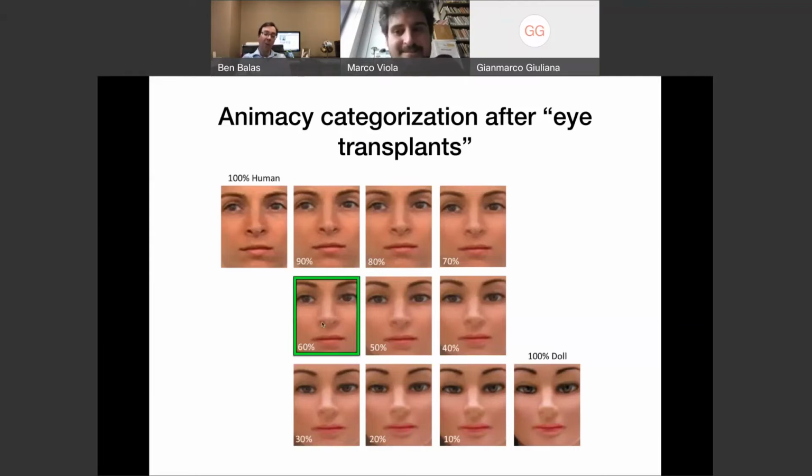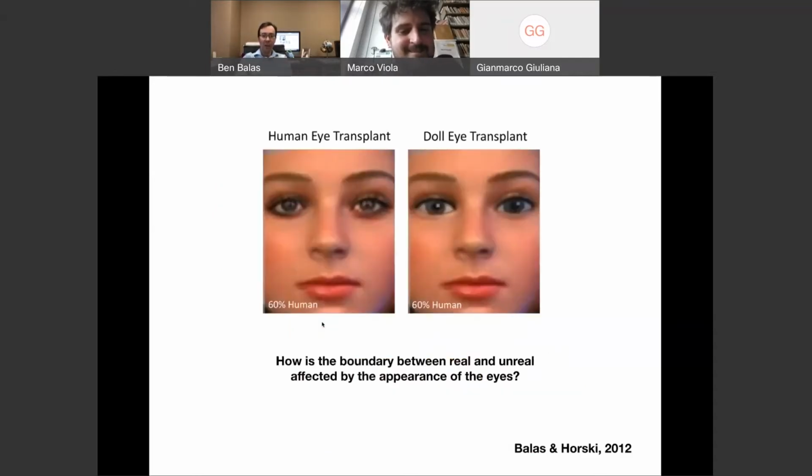But then the trick we're going to play is, instead of presenting the eyes or the other parts of the face in isolation, we are going to transplant in either human eyes or doll eyes to all the images across this spectrum. So while the rest of the face is going to gradually transition from doll-like to human-like, we are going to put 100% human eyes on all of those images, or put 100% doll eyes on all of these images. And the question now is, how is this boundary affected by just the appearance of the eyes?